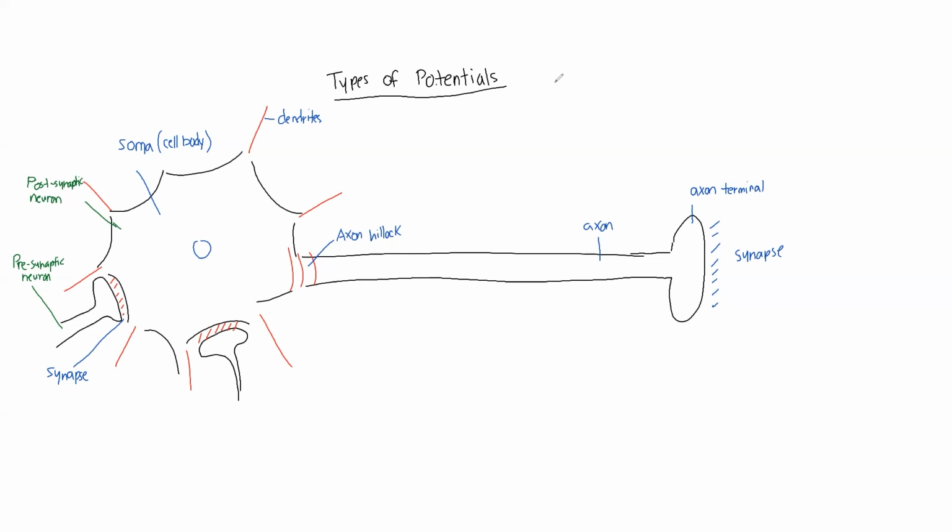We have ligand-gated channels on the soma. So on the soma or cell body up here, we have what are called ligand-gated channels.